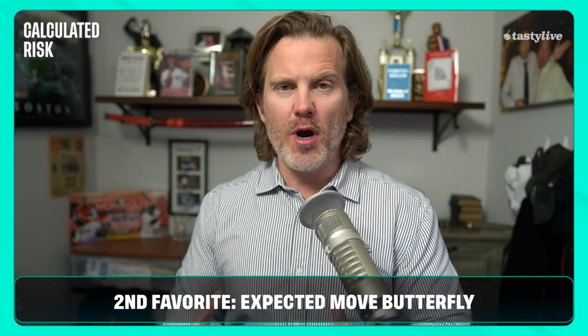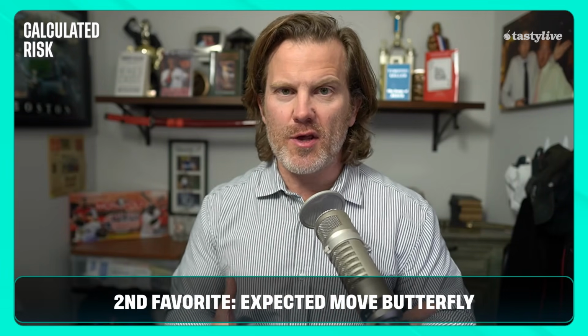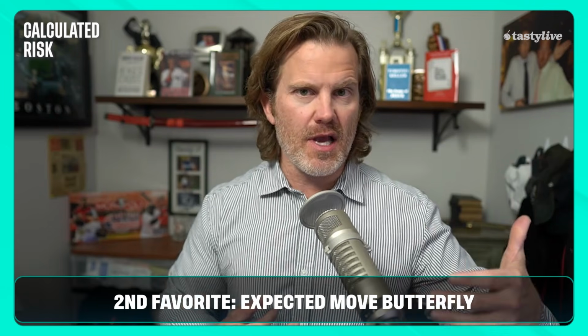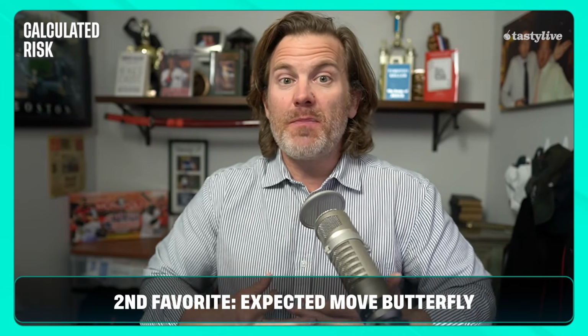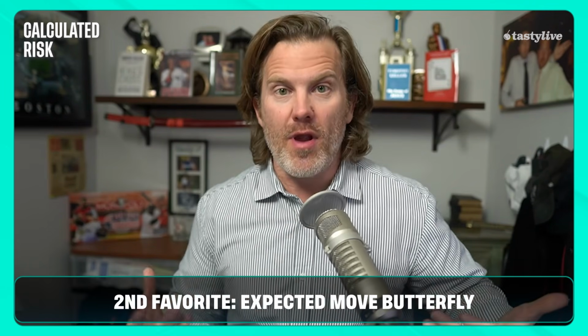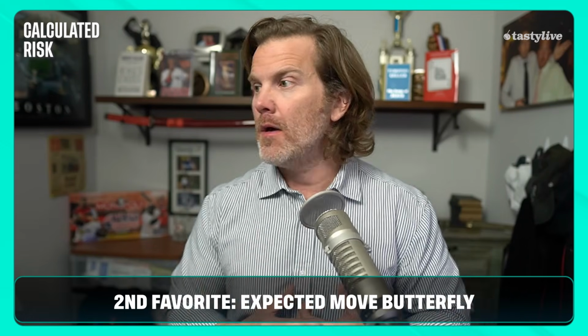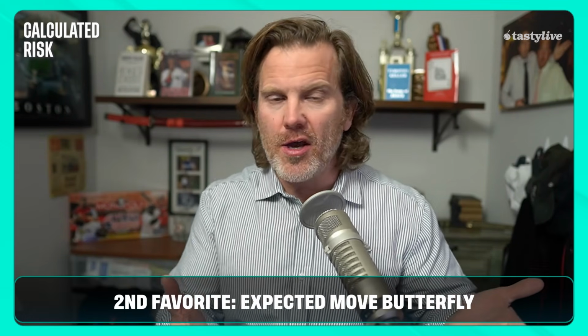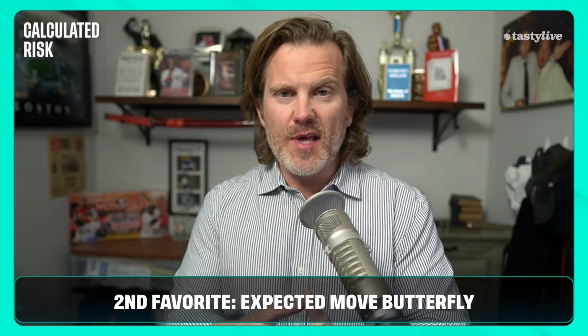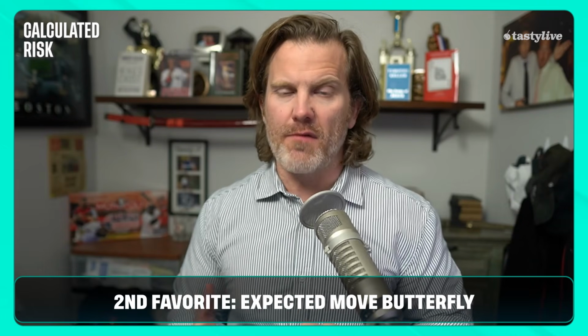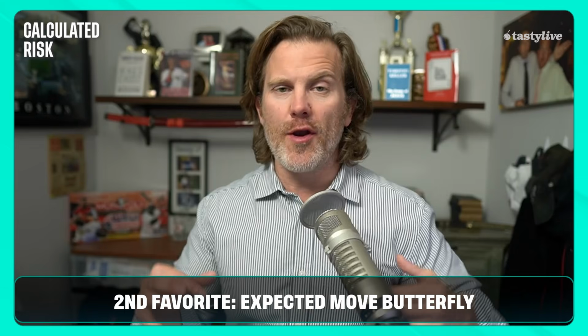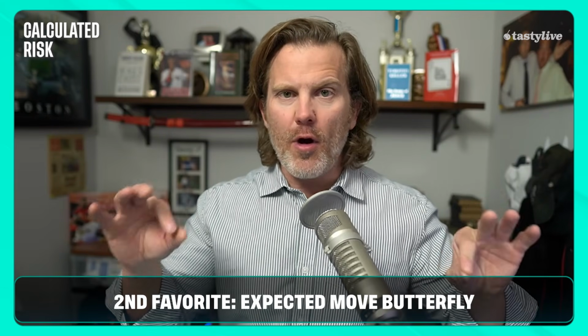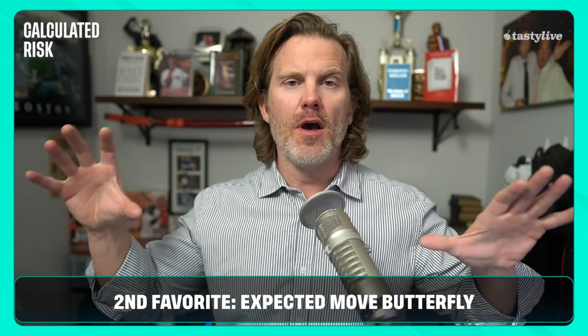But the expected move butterfly is another way to take a directional shot in some underlying stock or asset or index, and it's especially nice around a binary event. So think earnings, NFP, Powell's talk, etc. So the setup is the same as a standard butterfly, 1 by 2 by 1, where you are symmetric with the width of your wings on both sides of the strategy.